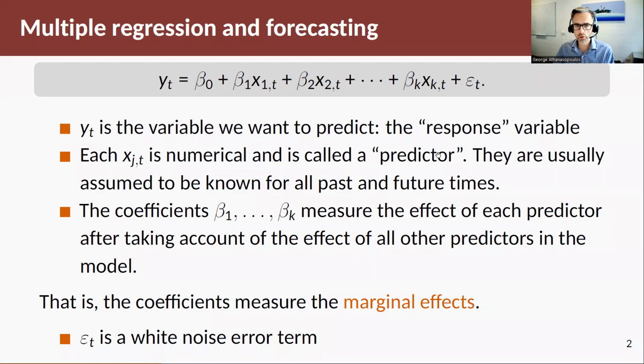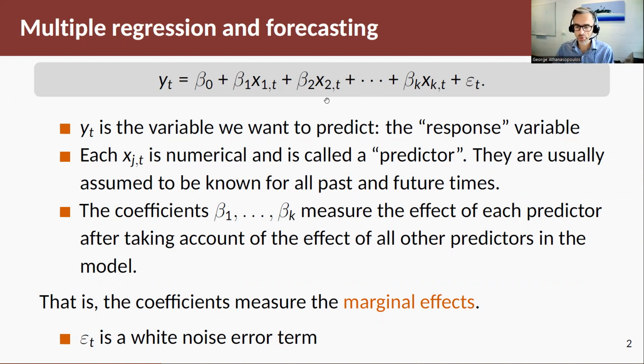What does a regression model look like? On our left-hand side, we have the variable that we're interested in forecasting. We usually refer to this as the response variable or dependent variable. On our right-hand side, we have our predictor variables, which we usually assume that we know all the past and future values, which is not usually the case, especially with future values, and we'll talk about that in subsequent sections of the book.